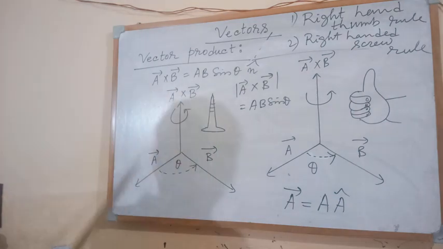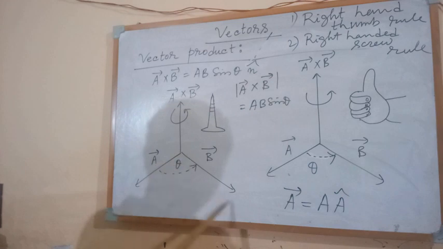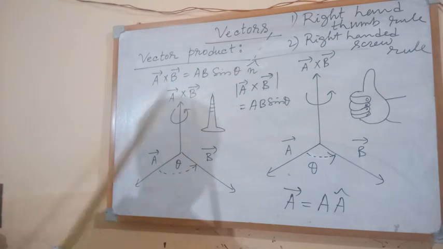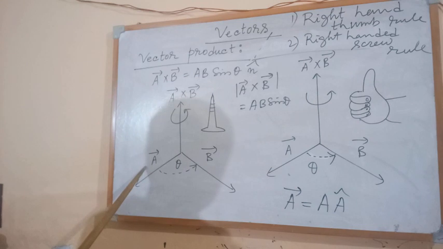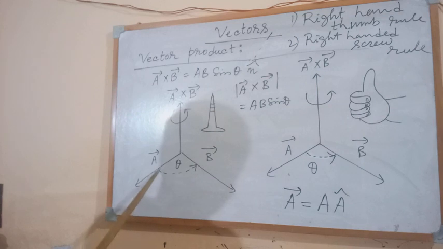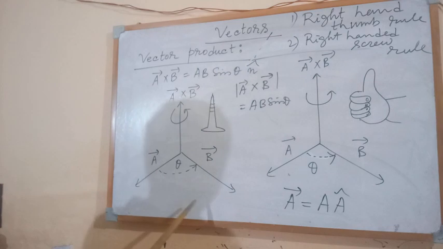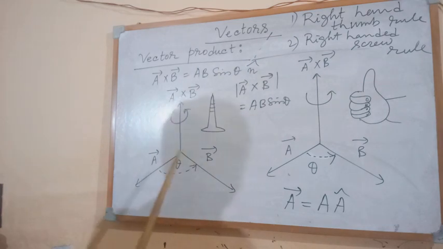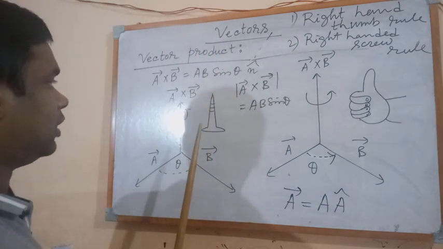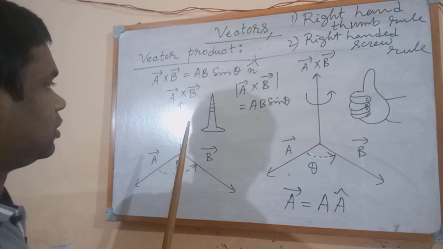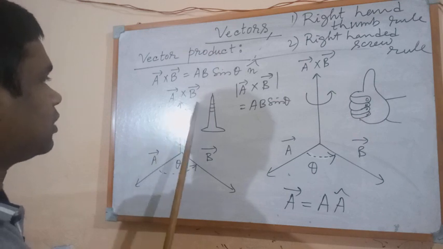See the first figure here. This is A vector, this is B vector, and this is theta. If we are taking A cross B, then this is the screw. The screw is rotated from A vector to B vector along this direction, which is shown by this arrow. Then the advancement of the screw is in the upward direction. So this direction indicates the direction of A vector cross B vector.